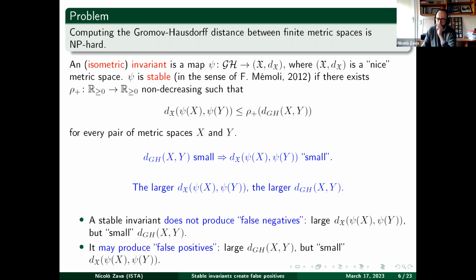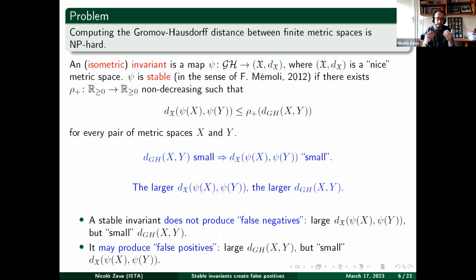So we want stability in order to avoid these false negatives. So we want to avoid the situations in which the distance between the invariants is extremely large, but the distance between the original spaces is actually small. So we want to avoid this kind of situation.